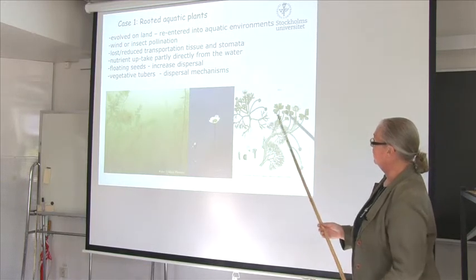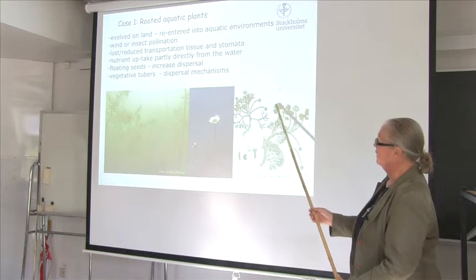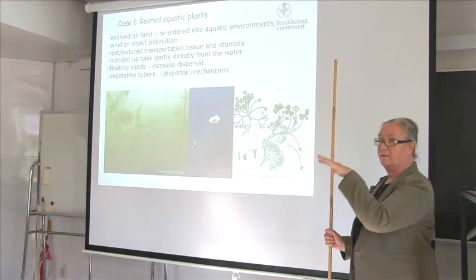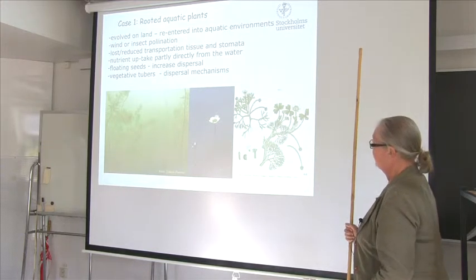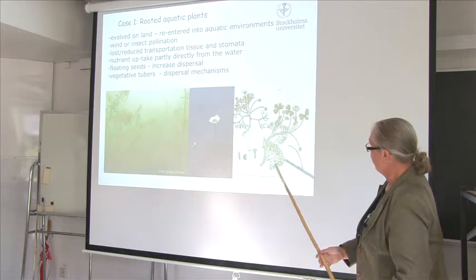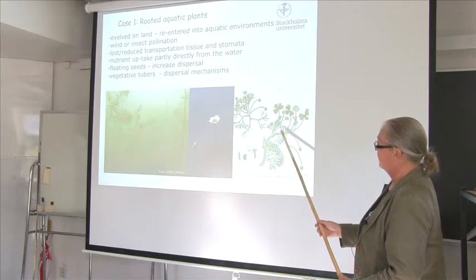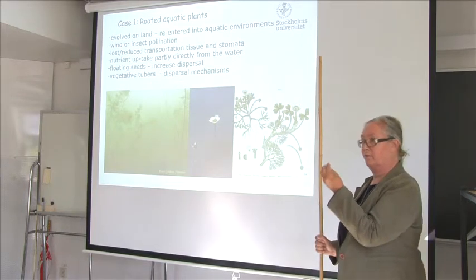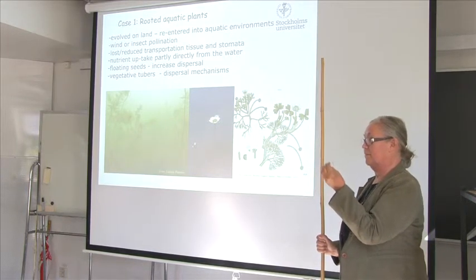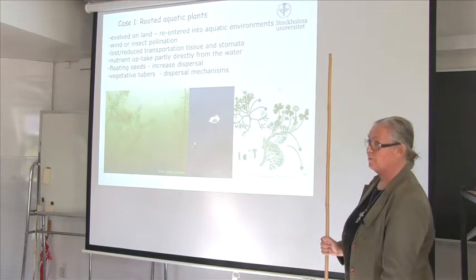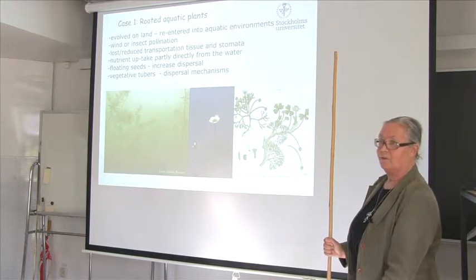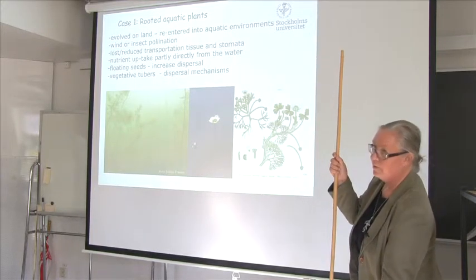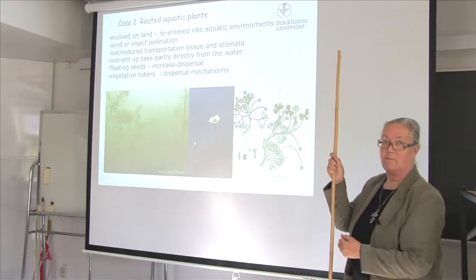These are the underwater leaves, while the leaves that they keep above the surface are quite broad and different from the underwater leaves. It's also quite interesting, this is wind or insect pollinated. They have a flower that has to get pollinated above the surface, and then they have the root system that keeps them growing on the sediment. So they are restricted in how deep they can grow. They can't grow too deep because then they will not get the flower up over the surface.